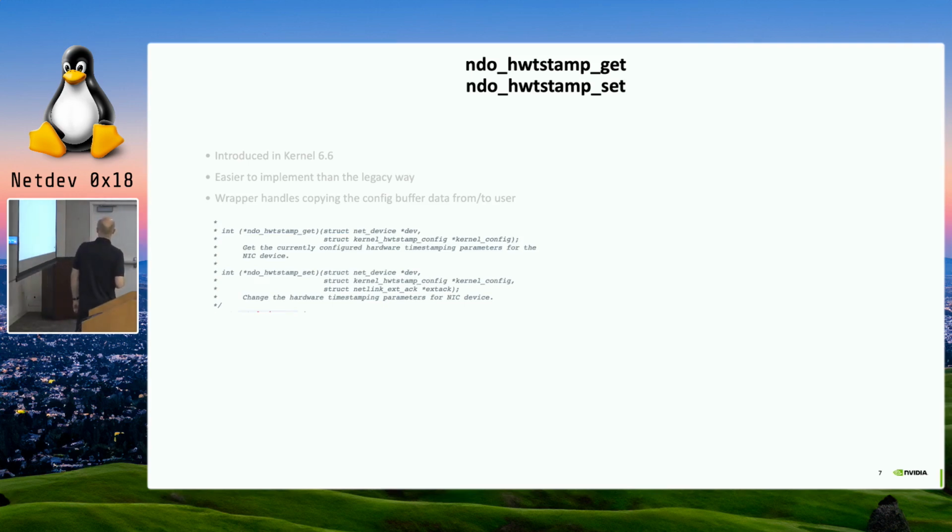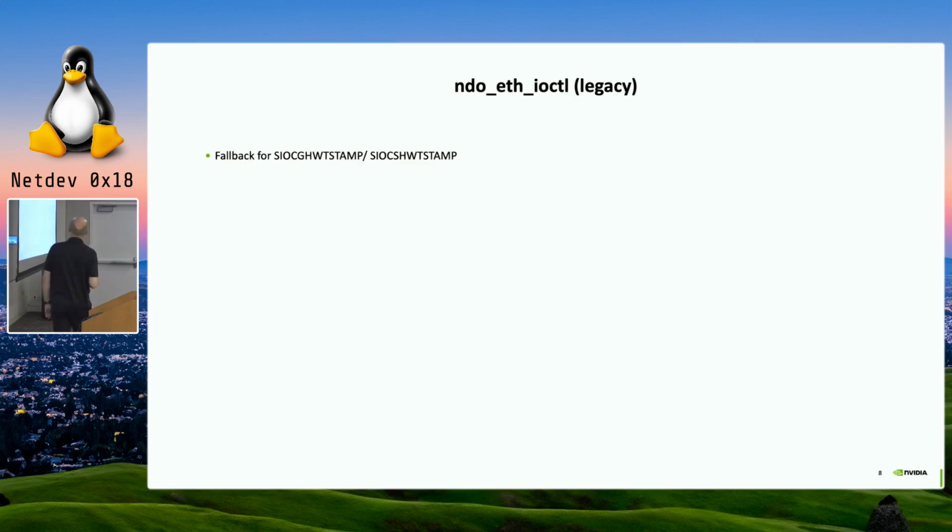So those are those two functions, and that's the legacy way, the fallback. The kernel will still fall back to the generic NDO if IO call. This is the generic IO call that's called for different functionalities. But I haven't really seen anyone implementing anything but timestamping in it. I know that there are other functionalities allowed through this IO call.